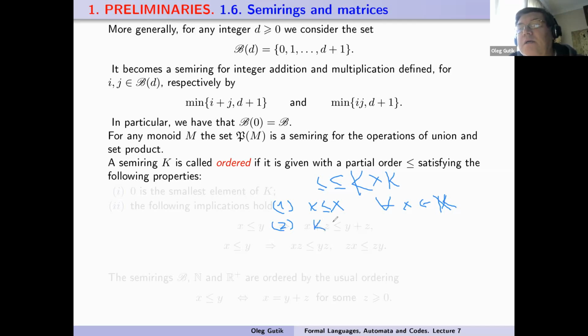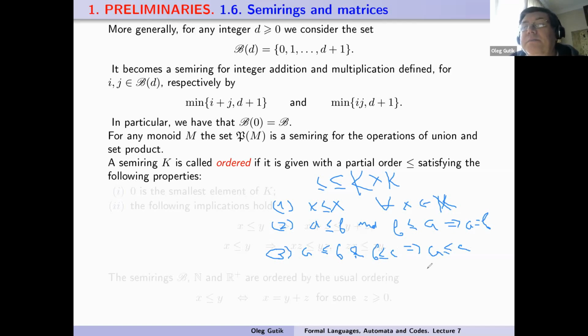And the second, antisymmetry: if a is less or equal b, and b is less or equal a, this implies that a is equal to b, for a, b from K. And the third, transitivity: if a is less or equal b and b is less or equal c, this implies that a is less or equal c, for a, b, c from K.